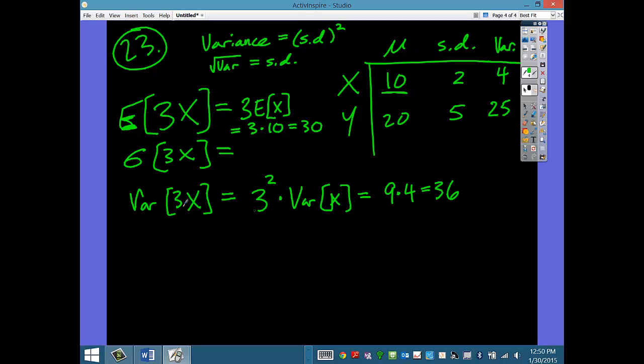Well, if the variance of 3x equals 36, the standard deviation of 3x, since standard deviation is the square root of variance, would have to be the square root of 36. And we know what that is. It's exactly 6. So this would be our answer for that first part. They're asking us about the mean and standard deviation of 3x.